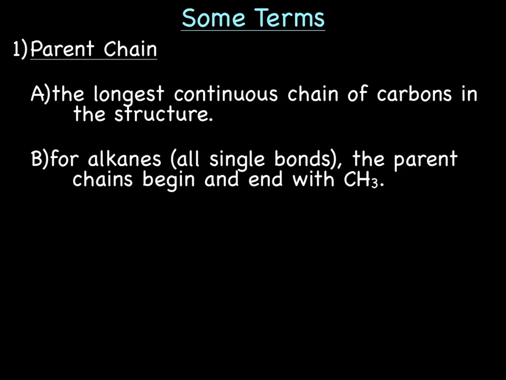So the first term is parent chain. The parent chain is the longest continuous chain of carbons in the structure. It won't always be a straight line, but it needs to be a continuous chain of carbons. And for alkanes, an alkane, ane, is a hydrocarbon with single bonds. The parent chain always begins and ends with a CH3.